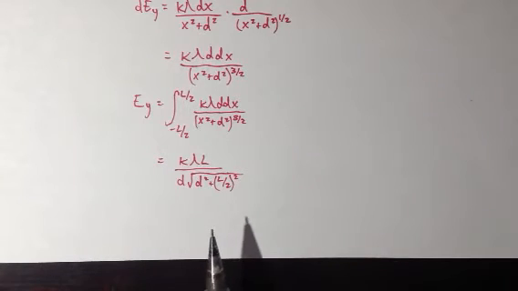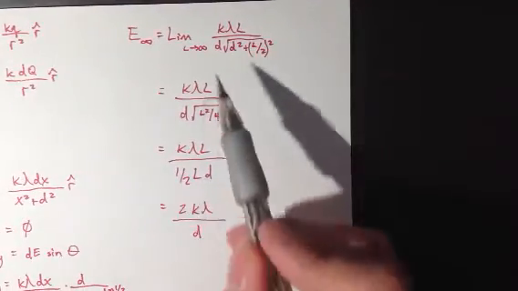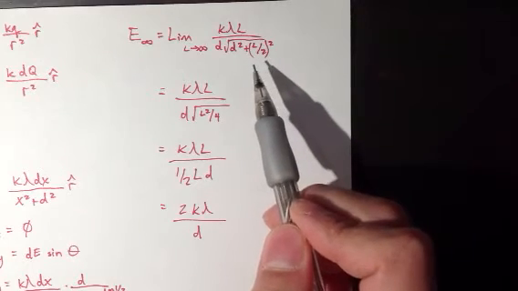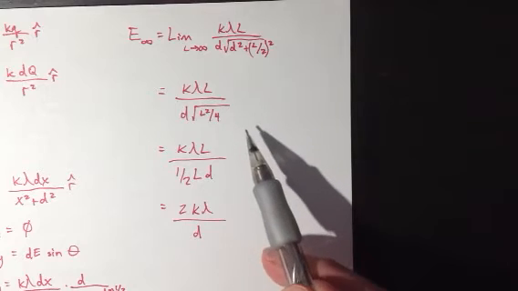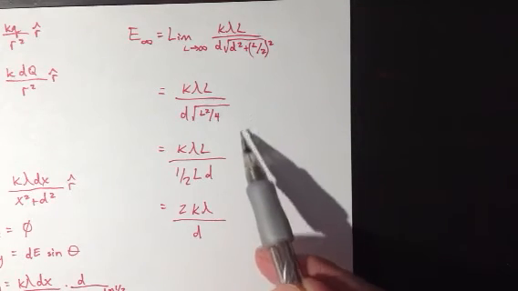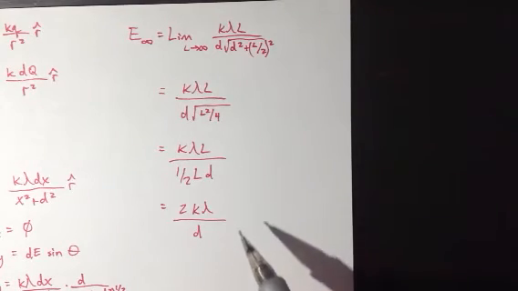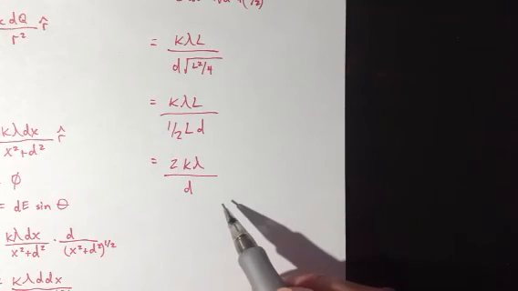So to find the equation for the E field a distance d from an infinite wire, simply take the limit as L approaches infinity of the equation that defines the E field a distance d from a finite wire. d squared becomes negligible, so you can get rid of it, and you simplify the equation to get the final answer of 2k lambda over d.